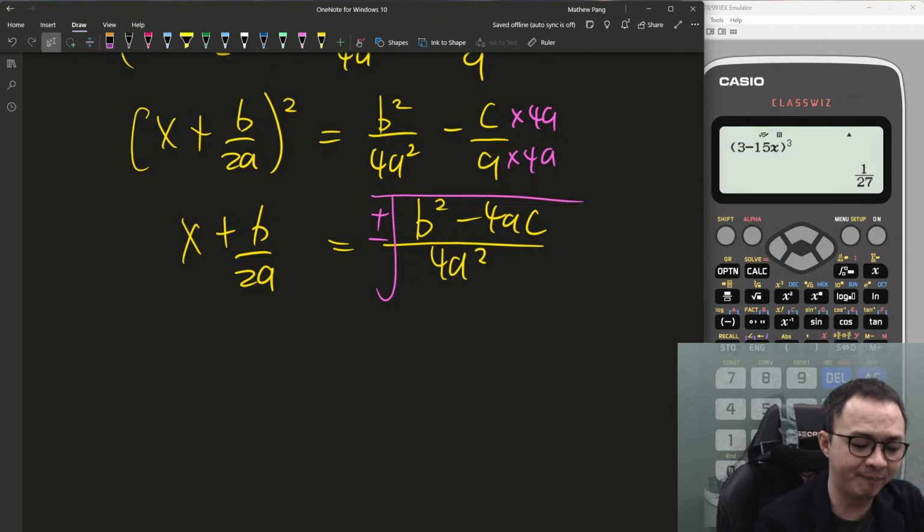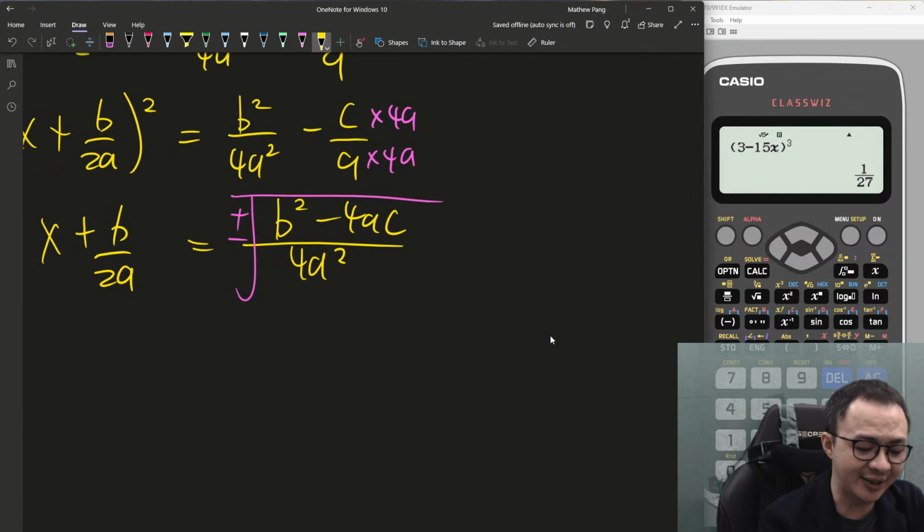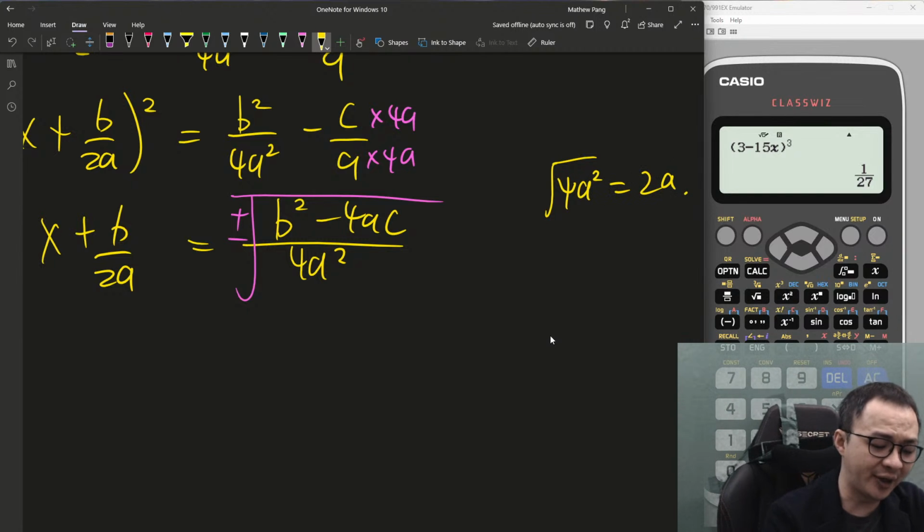So okay, if I have plus minus, right, because I can square root 4a squared, I should get 2a. So at the bottom I will get 2a. So the plus minus, I can leave plus minus for top or for bottom. It's the same thing, okay?